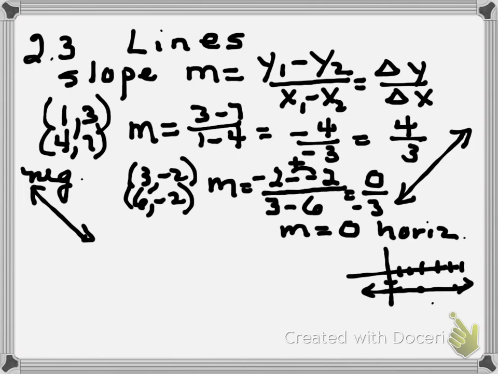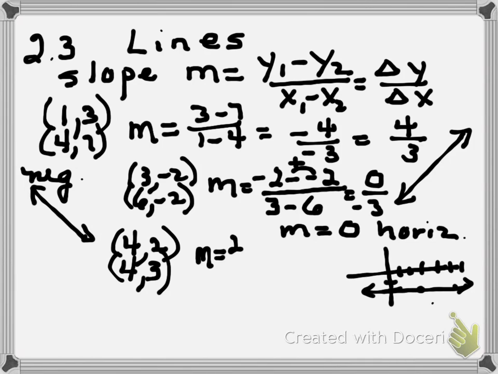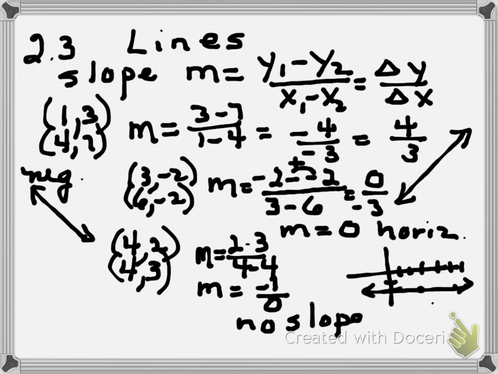So let's take a look at another point. And the slope would be the change in y. I'm going to do 2 minus 3 over 4 minus 4. Or negative 1 over 0. 0 in the denominator is undefined. Therefore, there is no slope when you have a vertical line.